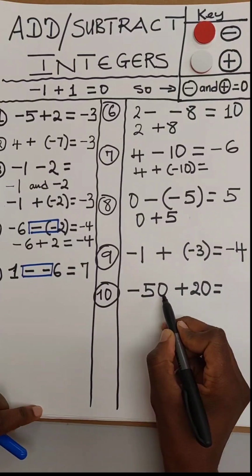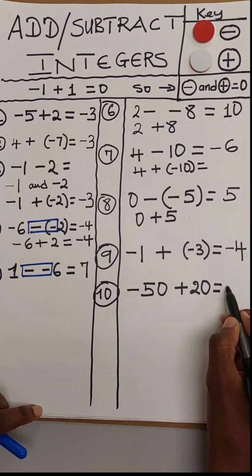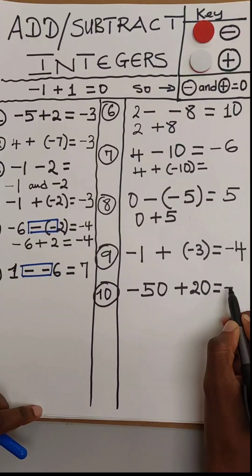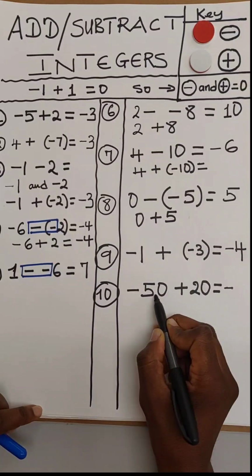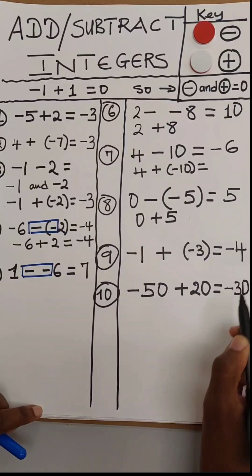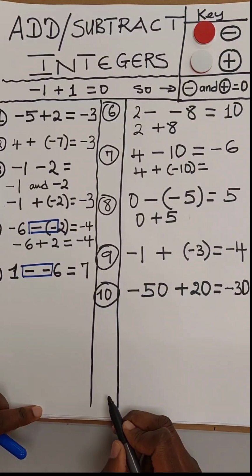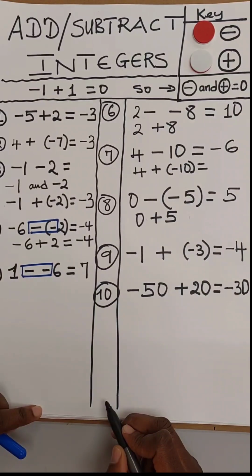So in a problem like this, you'll notice that you will have an abundance of negative chips, but then how much will be left? It is the difference between 50 and 20, which is 30. Okay, so from number 10, you can build a rule that you can use to solve integer problems without using the chips. The chips help you to build the concept, but you will have to graduate from using the chips. Okay, thank you.